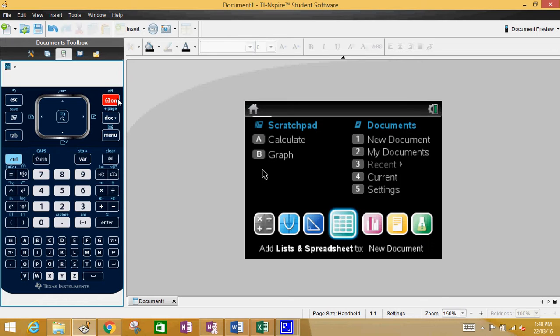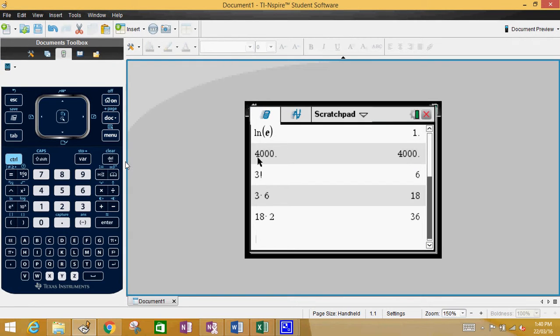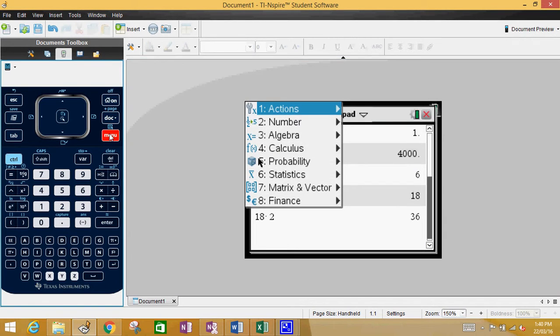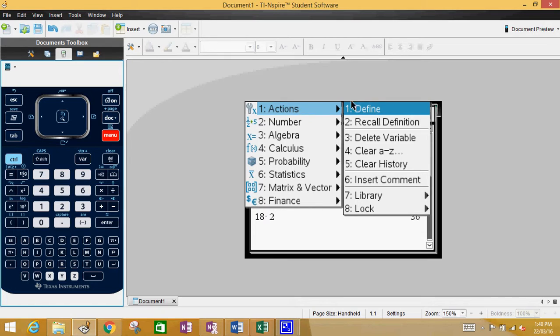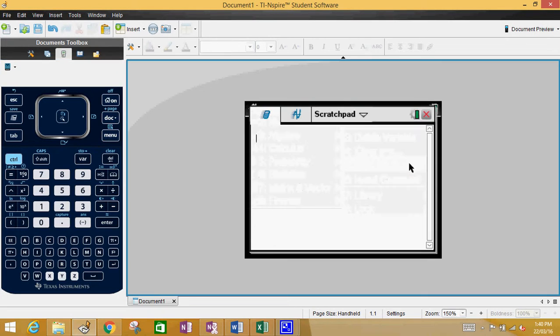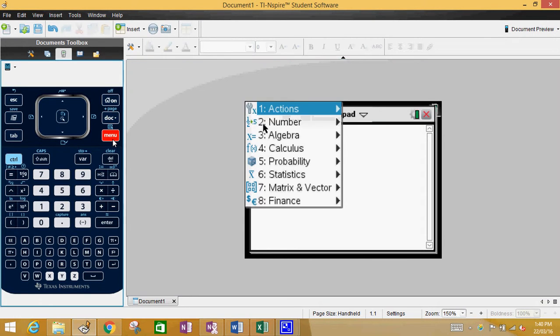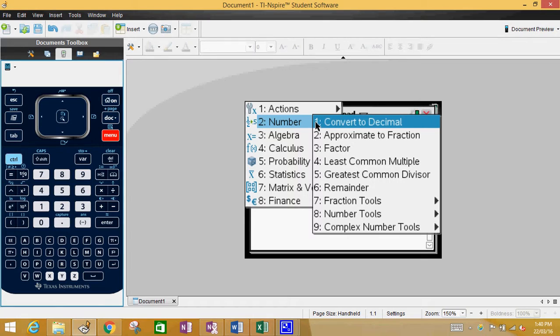Other stuff. When we are in the calculate, let's go back to this. The menu button, once again, is very, very useful. Let's just look at some of the ones that are useful. One, clearing your history. So that clears the screen and I can start over.